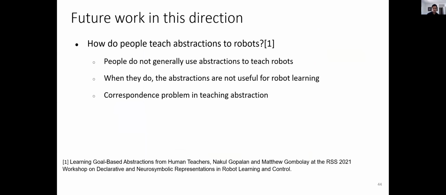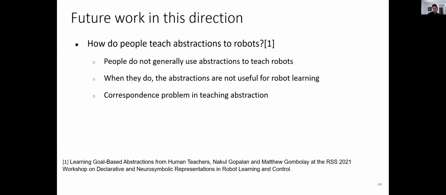Some future work that I'm actually looking at right now in this direction is, the first question that I was interested in is, how do people teach abstractions to a robot? Like, how do people teach these symbols to the robot? And this is because I created the demonstrations previously, and I wanted to see how do people give demonstrations, and can people do these demonstrations with abstractions so I don't have to go through a giant pipeline to learn underlying skills and things like that.